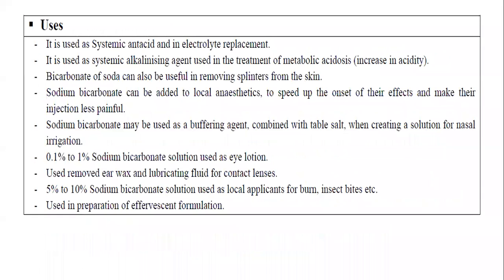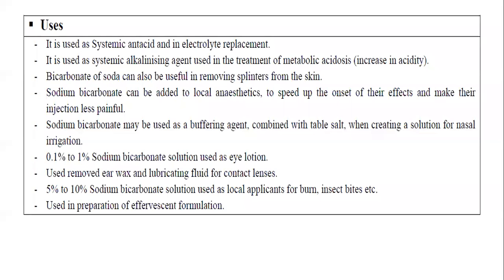So next, what are the uses? We already know that it is a systemic antacid. Also, it is used in electrolyte replacement. Electrolytes are nothing but ions like sodium, potassium, chloride. These are very much necessary for the functioning of your body. Sometimes there will be an increase or decrease in levels. So whenever there is a decrease in levels of your bicarbonate ion or sodium ion, you can use this sodium bicarbonate as an electrolyte replacement. So this is another use.